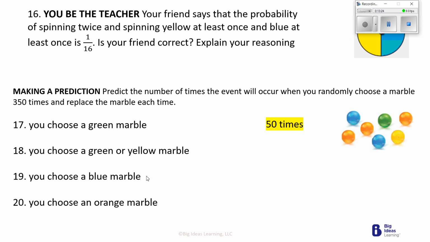19 says you choose a blue marble. There's 2 blue marbles. So this time, that 350, well, think about it. If one was 50, right, then 2 of them is going to be 100. So 19 would be 100.